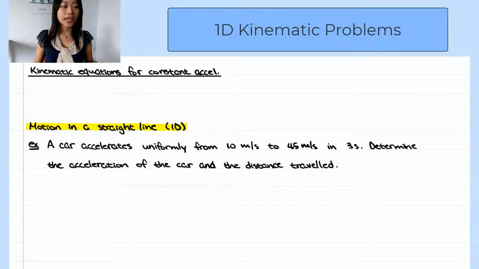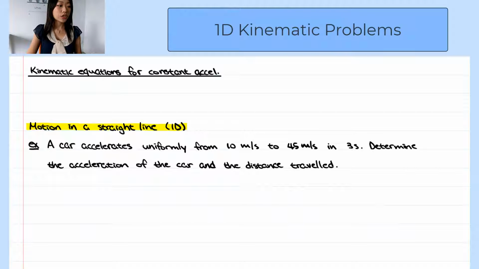My name is Gina. In the last video, we derived 4 kinematic equations for motion under constant acceleration. And in this video, we are going to look at 2 examples for motion in a straight line, one horizontal and one vertical. Let's do a quick recap.